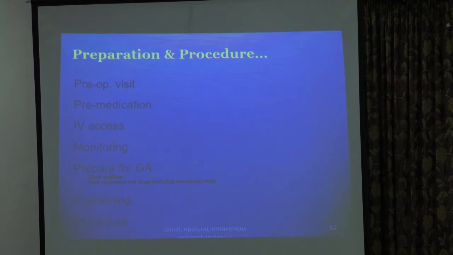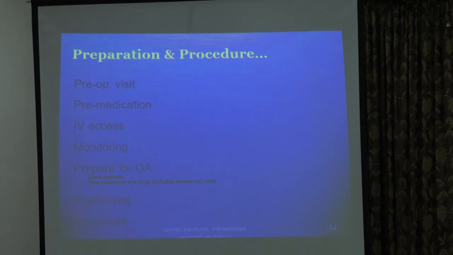Please make sure you have monitoring: ECG, blood pressure, SpO2, and possibly temperature. These are the 4 monitoring. And all your patients, whether it's a local infiltration, whatever, they must have these 4 basic, and then you can add on based on the complexity of the case that you are doing. But these 4 basic monitoring, they must all have.